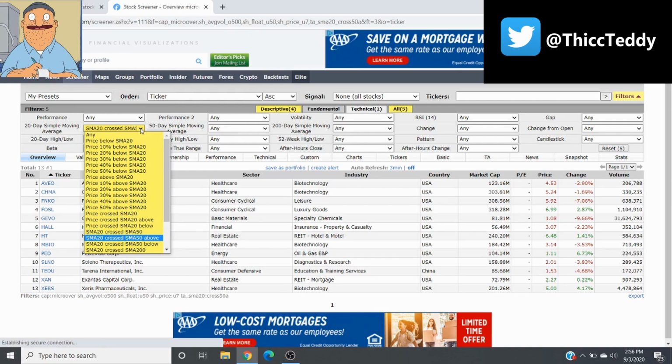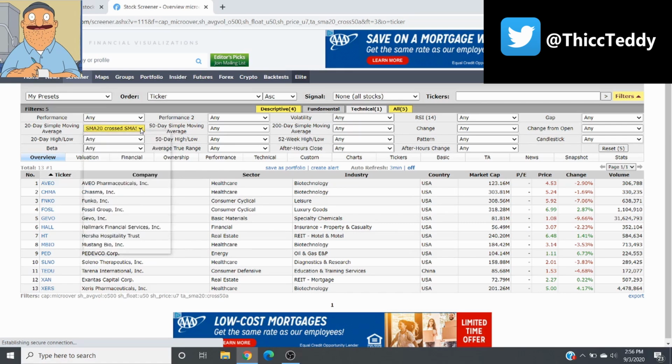So that just means the moving average from 20 days has crossed the moving average of 50 days recently and is now above it. So then we got 11 tickers, and I've kind of already gone through them, but one I'm going to show you is HT.